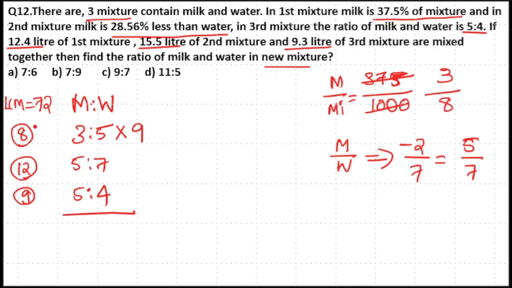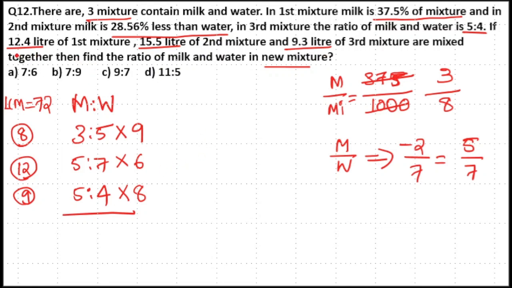Second ratio is total 12 parts. We need to make it 72 parts. So 12 into 6 is equal to 72. So multiply second ratio with 6. Third ratio is total 9 parts. We need to make it 72 parts. 9 into 8 is equal to 72. So multiply third ratio with 8.